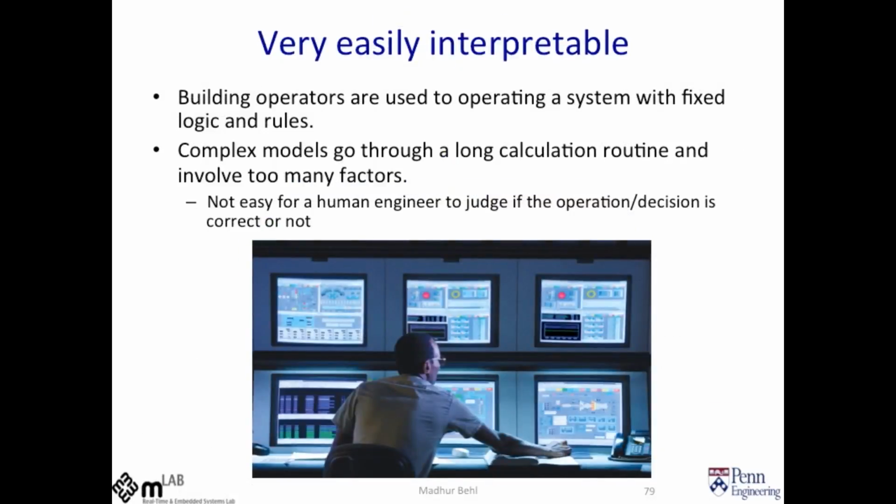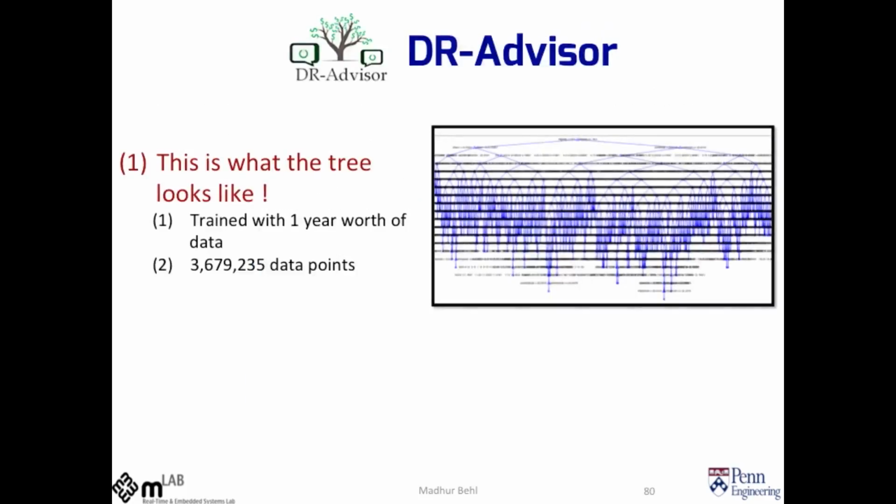One of the reasons why we also want to use regression trees is because they're very interpretable by design. And this is something which is required in the buildings domain, because building operators are very used to working with fixed logic and rules. So they cannot easily parse the decisions being made by complex models, or being generated by something like a neural network, because there's no physical intuition of the weights of such a model. So by design, DR Advisor regression trees are very interpretable, and here's an example of that.